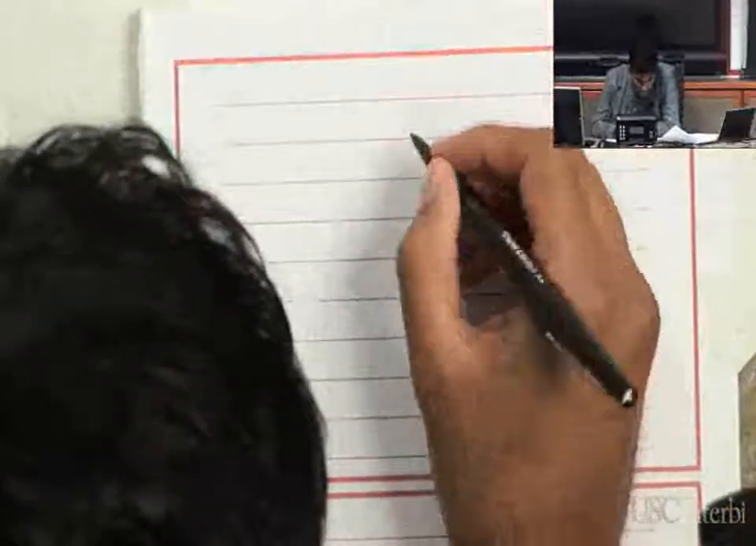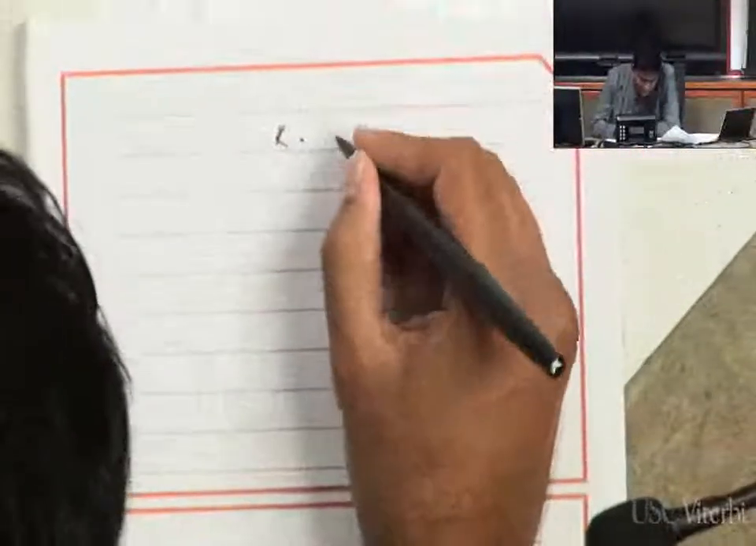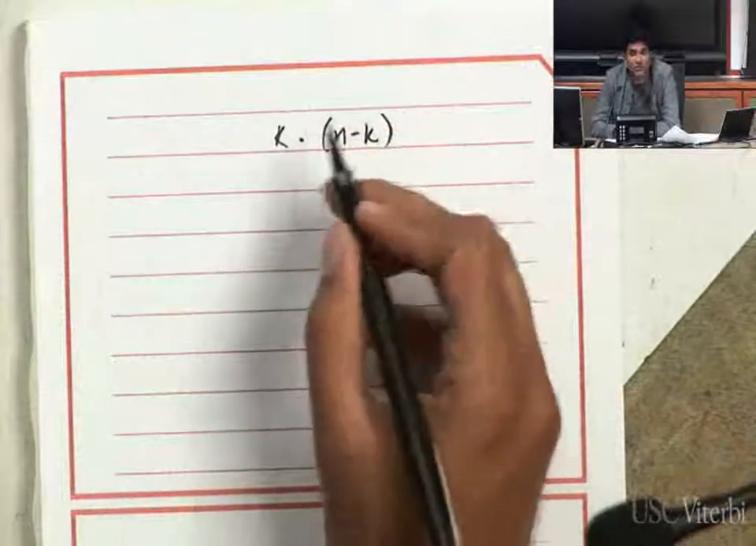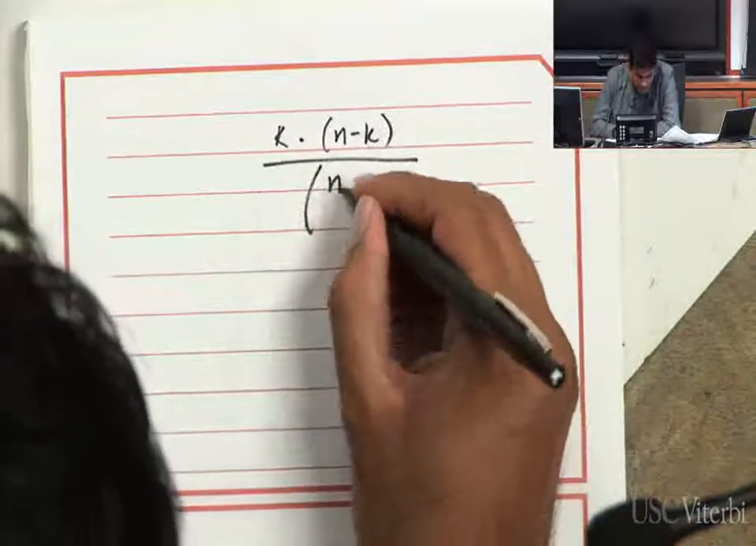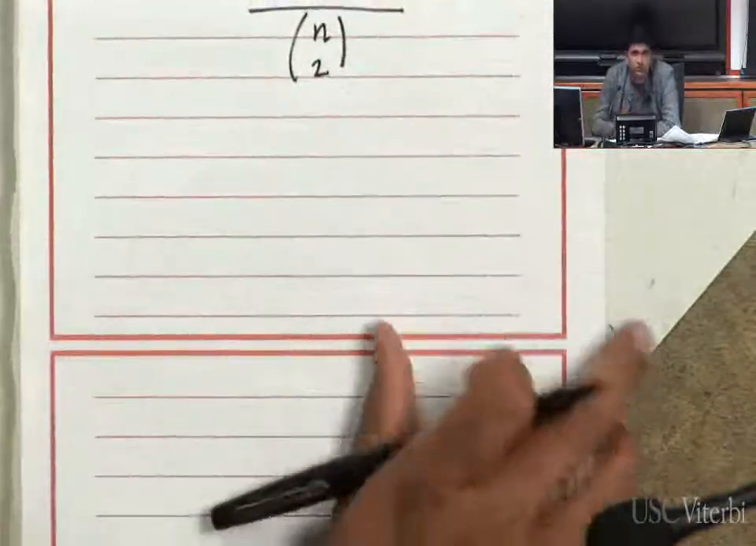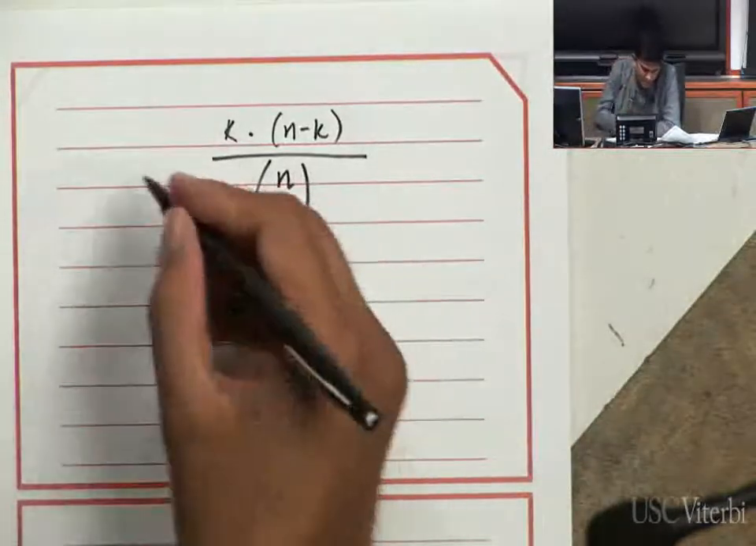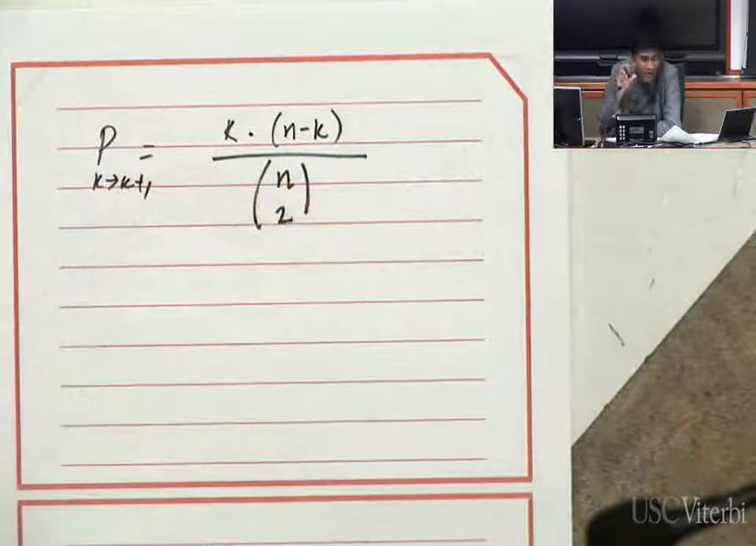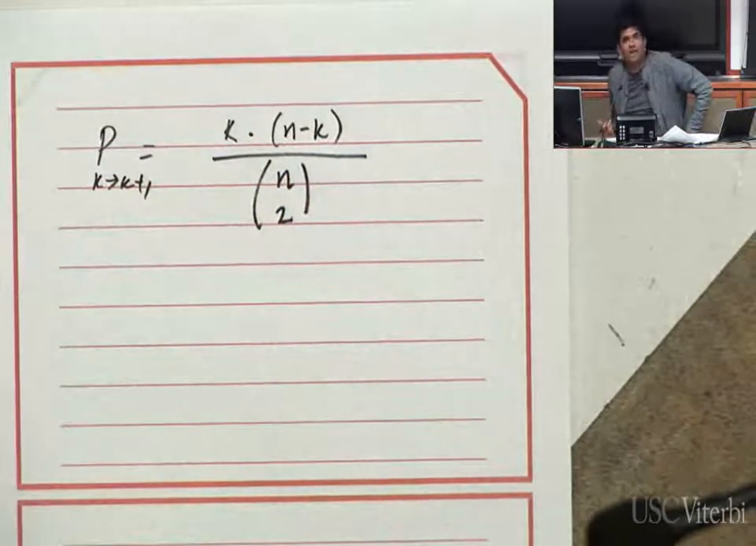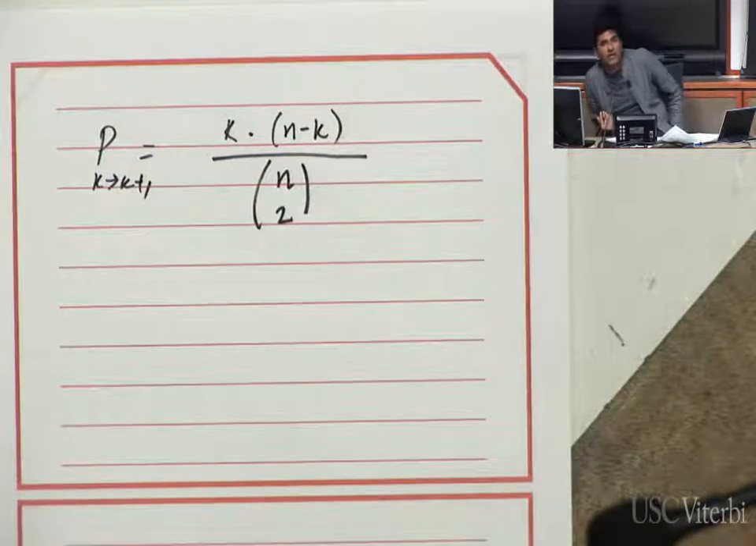So the probability that you pick a node that has the data and one without is k times n minus k. These are all the combinations of pairs in which one of them has the data and one of them doesn't, divided by all the possible ways in which you could have picked two nodes, which is n choose 2. So that's the probability of going from k to k plus 1 in one time step, where I have k infected nodes and n minus k non-infected nodes.